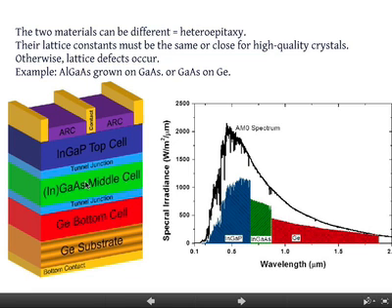Then you grow different materials. So in this case, you have indium gallium arsenide, and this is grown by epitaxy. And then you have indium gallium phosphide, again grown by epitaxy. And these different materials allow very efficient conversion of sunlight to electricity.